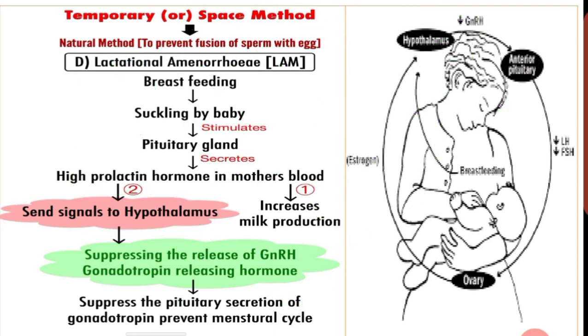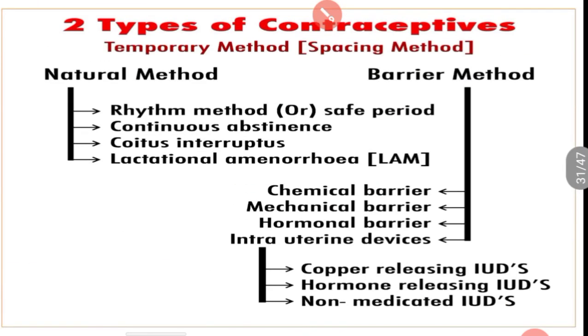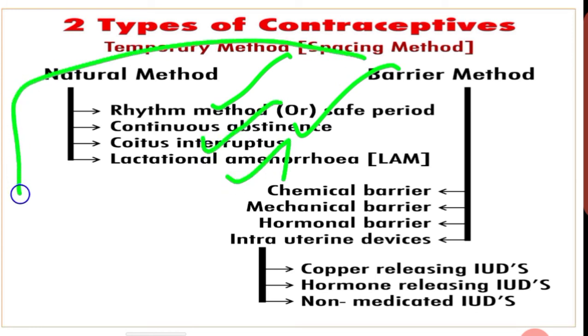In this particular period, if the couple practices sexual intercourse, that is the safest period, a natural method. Yes, got it? In this video we completed the rhythm method, continuous abstinence, coitus interruptus and lactational amenorrhea. The natural methods are totally covered, right?